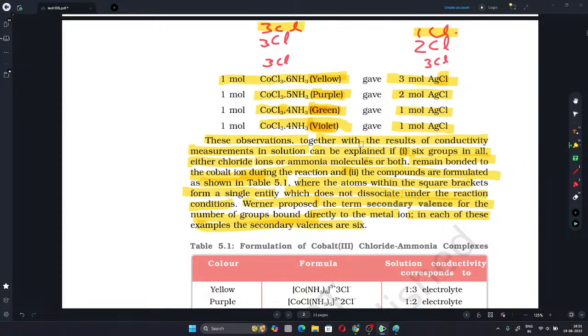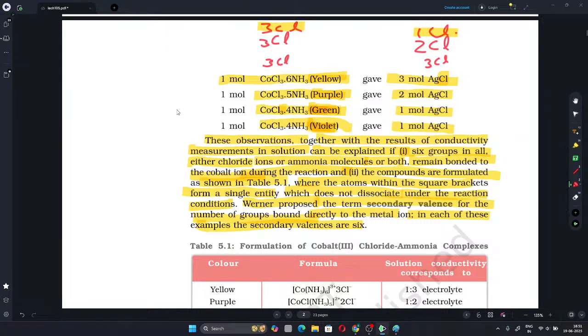Let's read that again. As we saw here, the cobalt chloride, based on the amount of NH3 we took, was giving less and less AgCl and retaining the chloride ions. The first case is that 6 groups in all, either chloride ions or ammonia molecules or both, remain bonded to the cobalt ion during the reaction.